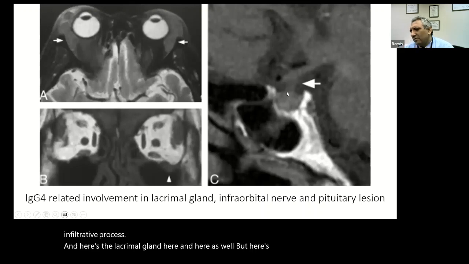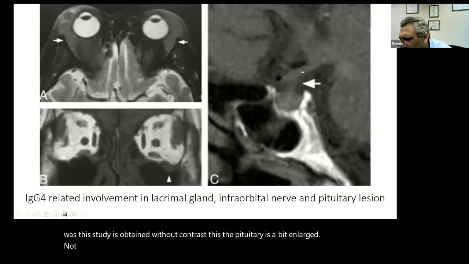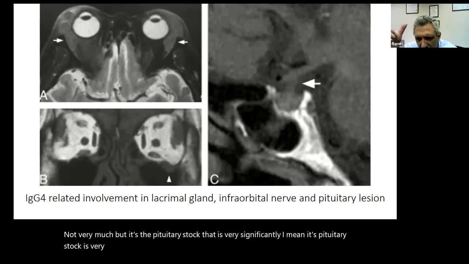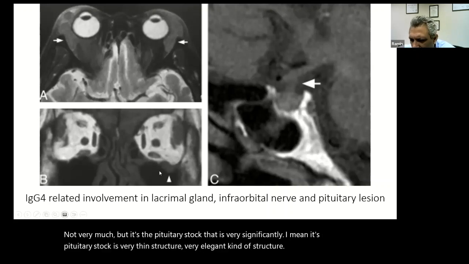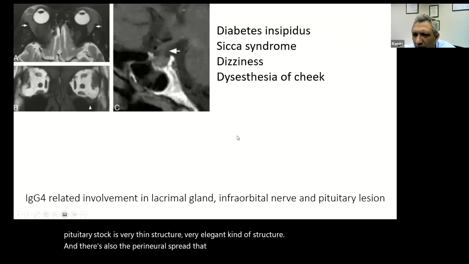This study is obtained without contrast. The pituitary is a bit enlarged, not very much, but it's the pituitary stalk that is very significantly enlarged. The pituitary stalk is a very thin structure, a very elegant kind of structure. And there's also the perineural spread that we could see. Here it is again.